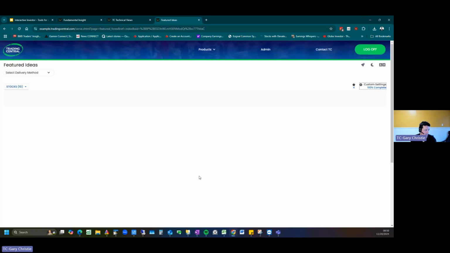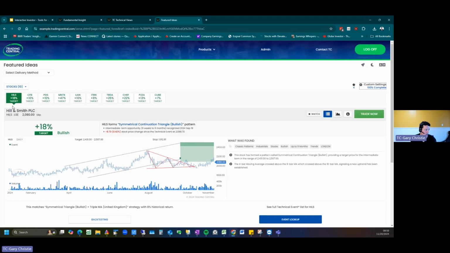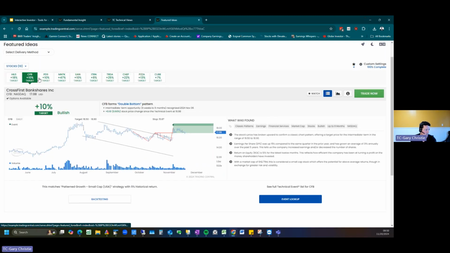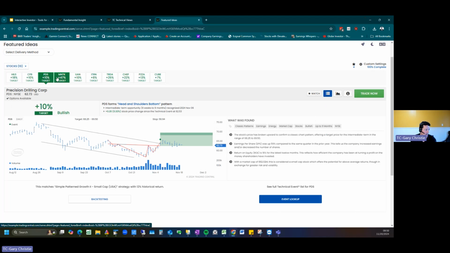If I hit done, here we go. I have a new ribbon. This is what we're focused on. So I have a new ribbon of the best of the best. So I can go through each one and see which ones I like the most, right? And you can see the target price here now. We have the breakout and the target price.